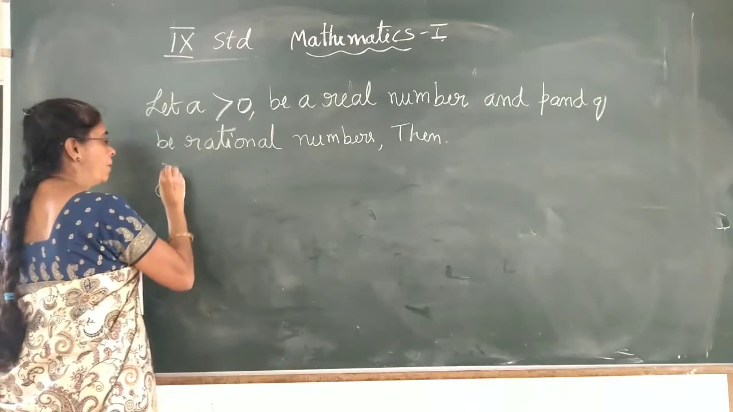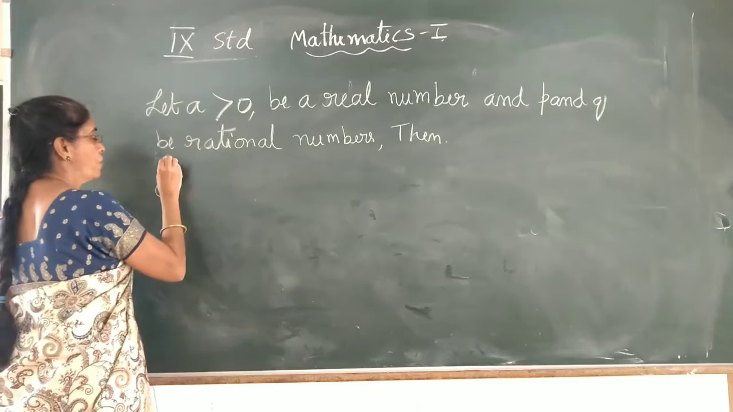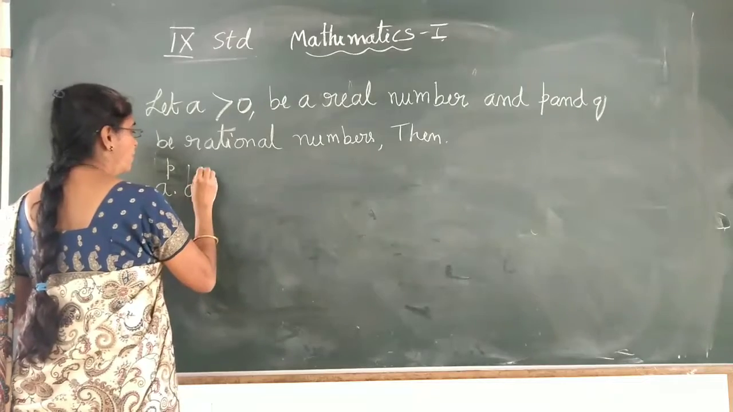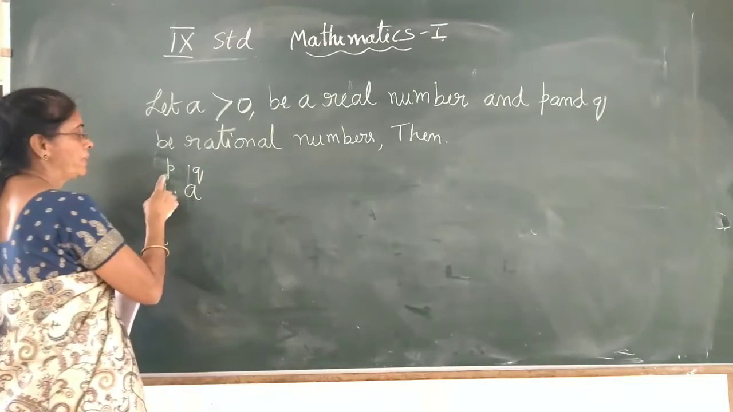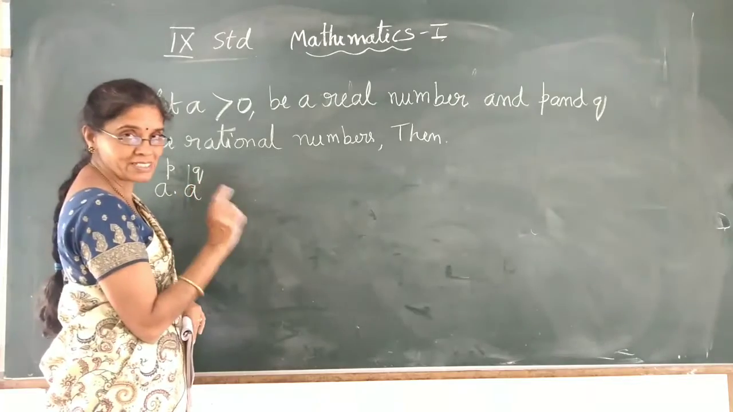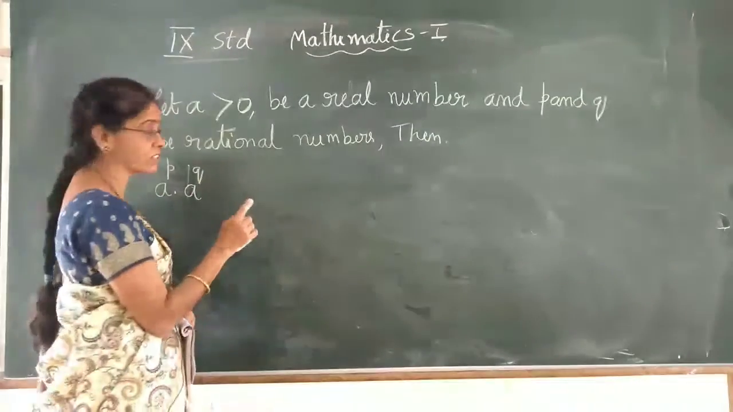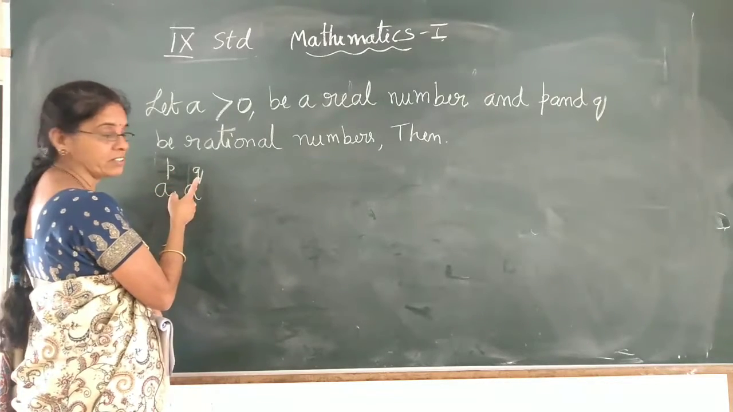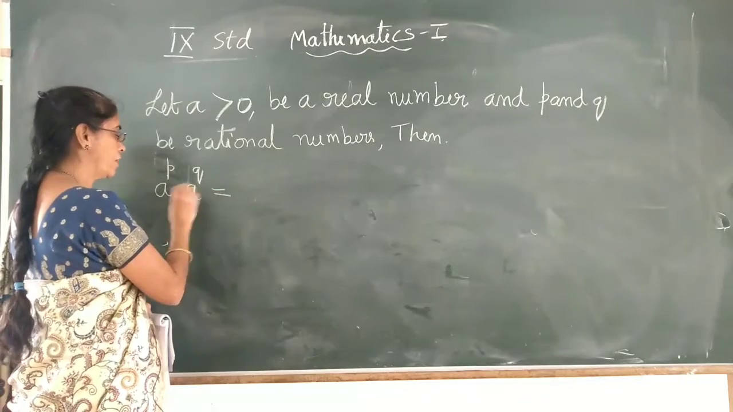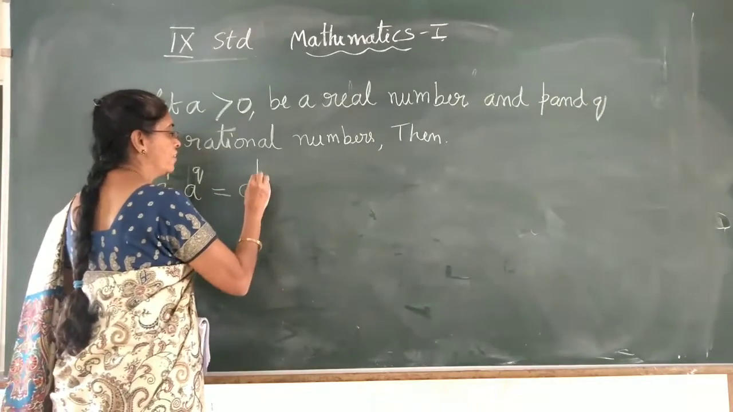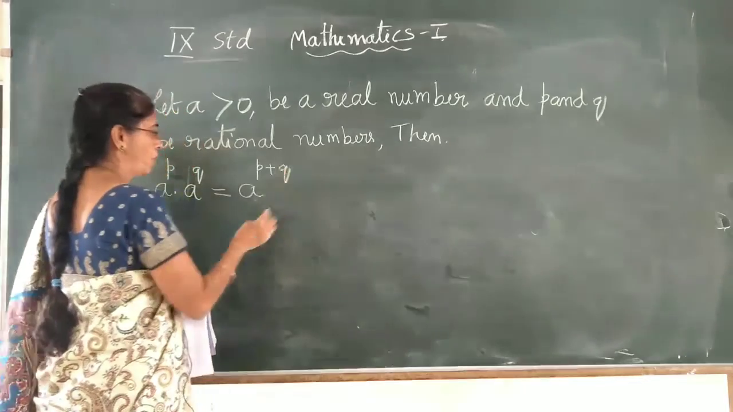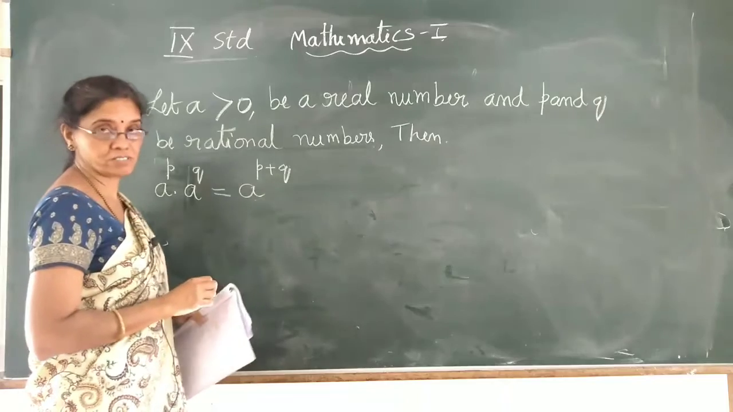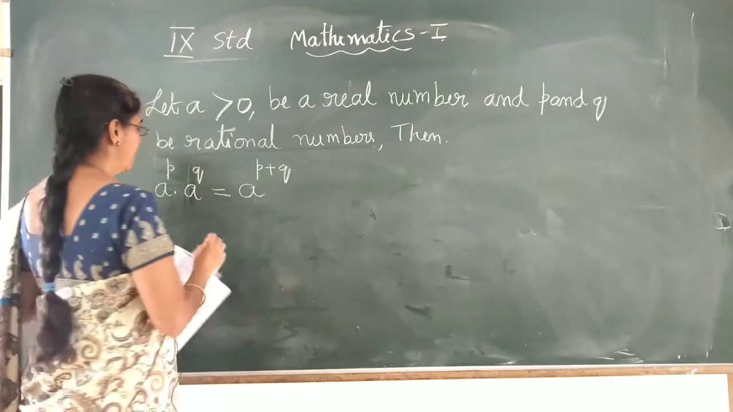A to the power of m, not m, sorry children, a to the power of p into a to the power of q, where p and q are not whole numbers, they are rational numbers, some fractions, positive numbers we are taking. So we can apply the rule here. What is the law of exponents? Same rule we can apply. It is a to the power of p plus q. But here p and q are rational numbers, in the form of fraction, p by q form.